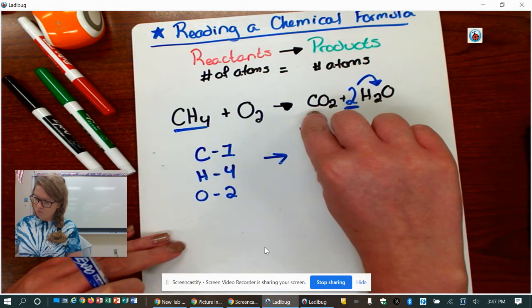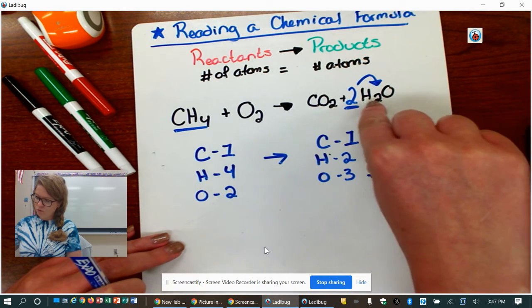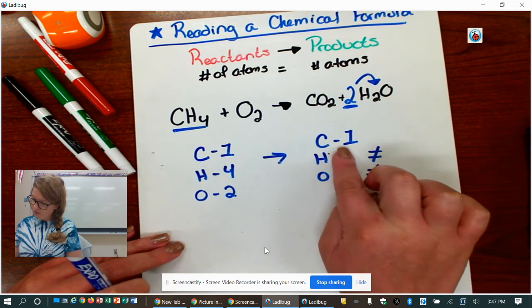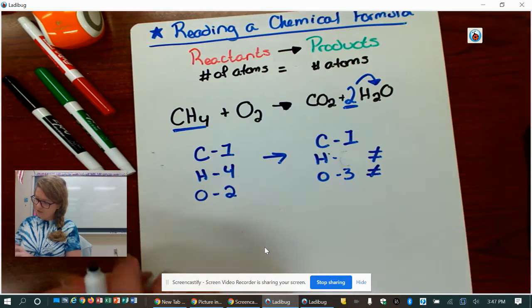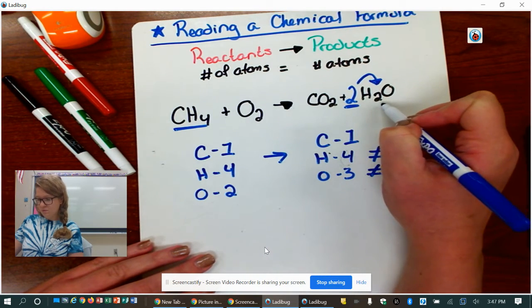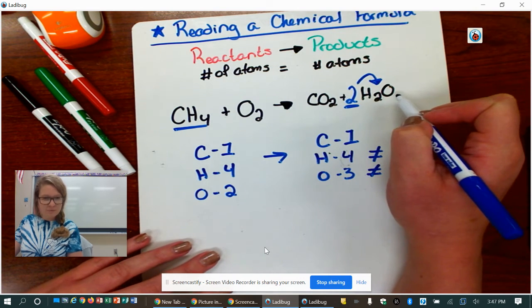Okay, I have 1 carbon still. I have 2 molecules, 2 hydrogens each. So now I actually have 4 hydrogens. Everybody see that? 2 and then 2. But now this also did something to my oxygens. So I have to recount my oxygens.